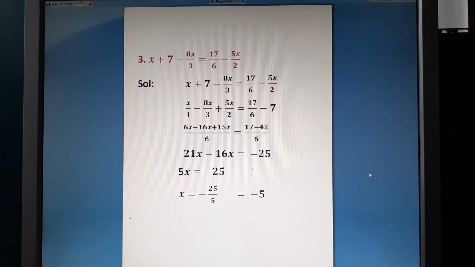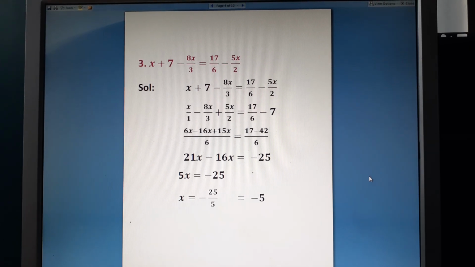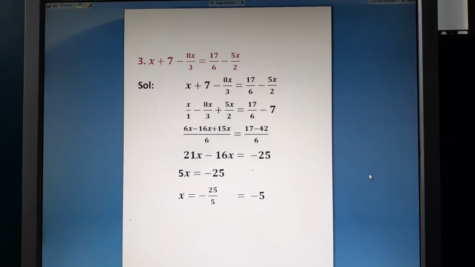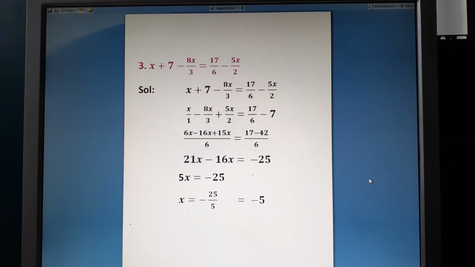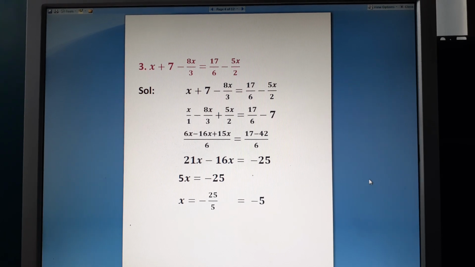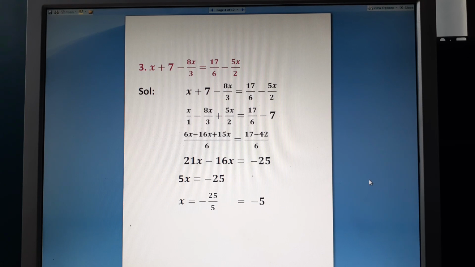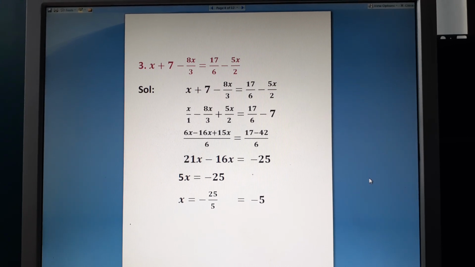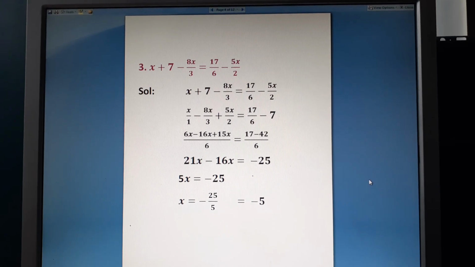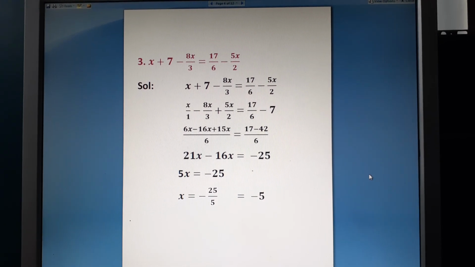Now 15x plus 6x is equal to 21x minus 16x is equal to 17 minus 42 is what? Minus 25. 21x minus 16x is equal to 5x, that is equal to minus 25. Now x is equal to minus 25 divided by 5 is equal to minus 5.